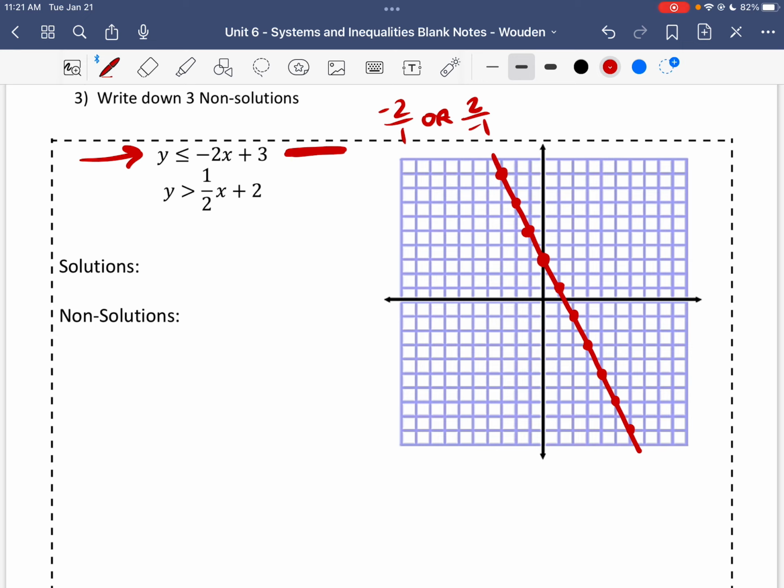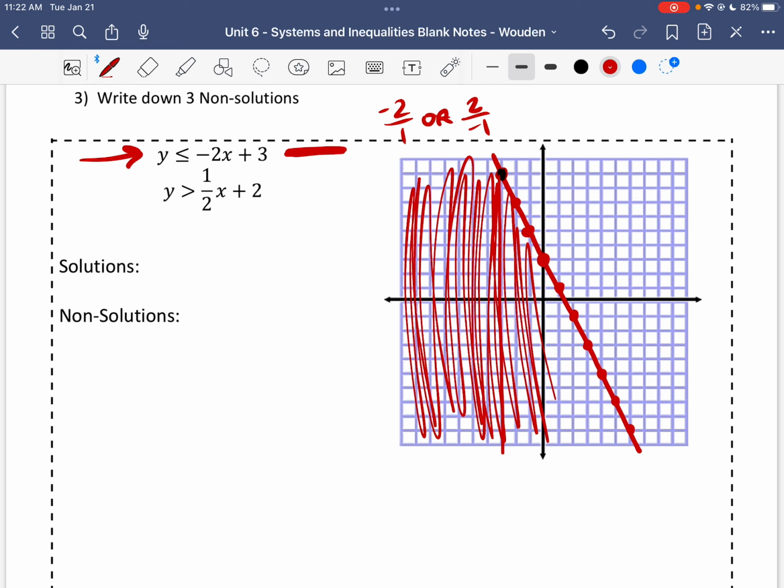Now, in order to know where we're shading, we're going to pick a point. I'm just going to pick this top point up here. I'll kind of pin it in black right here. And because it's less than, I'm either going to go down or I'm going to go up. Well, less than tells me to go down. So from that point, I'm going to go down. That means I know that I'm shading everything below the line.